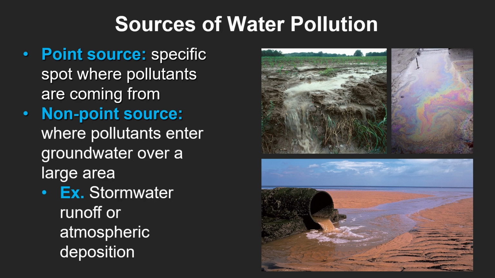Pollution can come from point sources, like a leaking storage tank, or from non-point sources, such as widespread agricultural runoff. Non-point sources are harder to control because they are diffuse and come from many places at once. Stormwater runoff is a major contributor, carrying nutrients, metals, and other pollutants into groundwater.